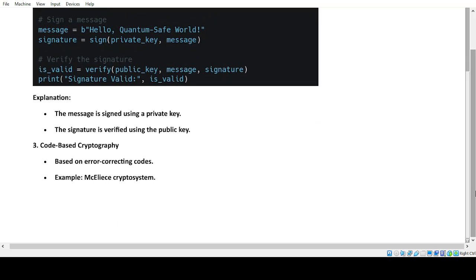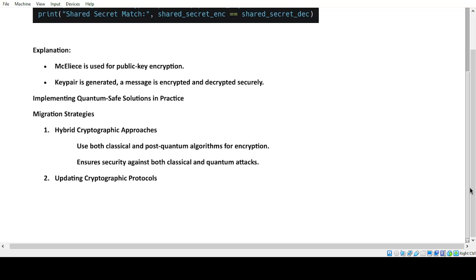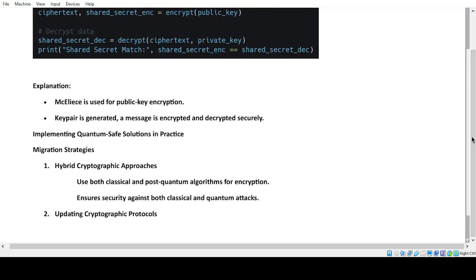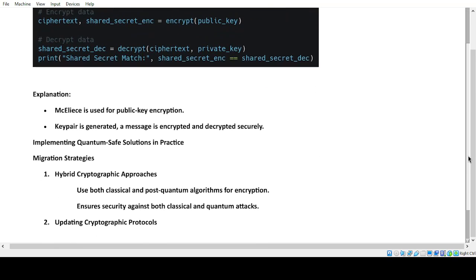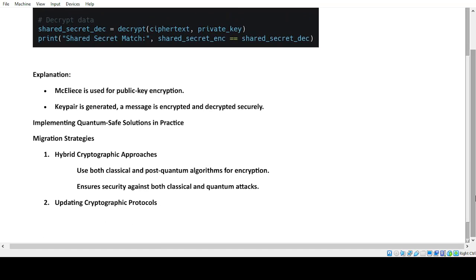3. Code-based cryptography. Based on error-correcting codes. Example: McEliece cryptosystem. Example: code-based cryptography with McEliece. Explanation: McEliece is used for public key encryption. A key pair is generated, and a message is encrypted and decrypted securely.